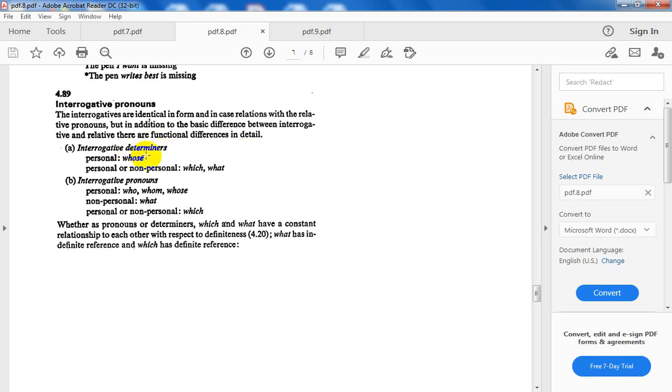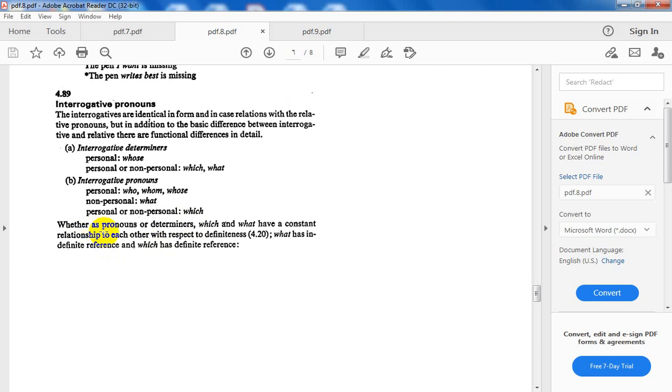Interrogative determiner, in which they function as determiner. Personal: whose. Personal or non-personal: which or what. طبعا بالuse راح يختلف. Interrogative pronouns, هذه determiner, يعني they determine the noun. Interrogative pronouns: personal like who, whom, whose. Non-personal: what. Personal or non-personal: which. And we are going to see what it means that they are interrogative pronouns.